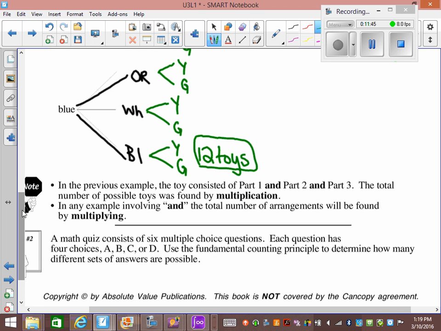Here it is again. In the previous example, the toys of part 1 and part 2 and part 3, the total number of possible toys was found by multiplication. In any example involving and, the total number of arrangements will be found by multiplying. If it's or, you would add them.